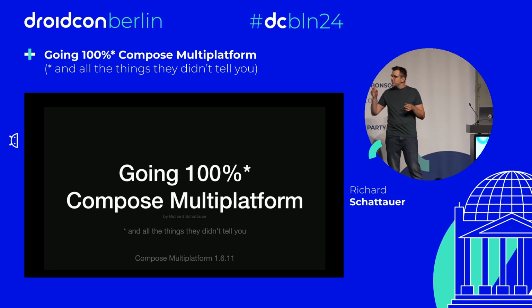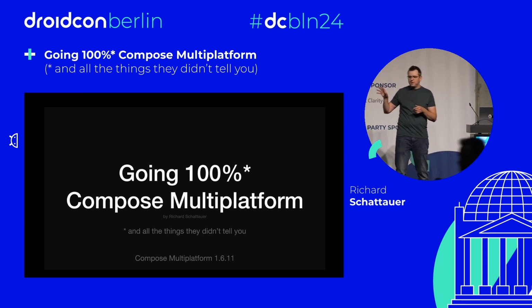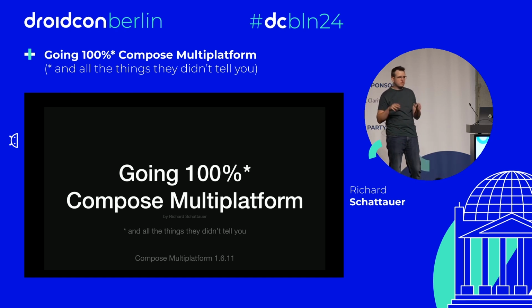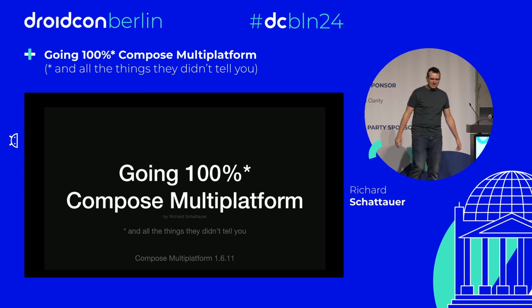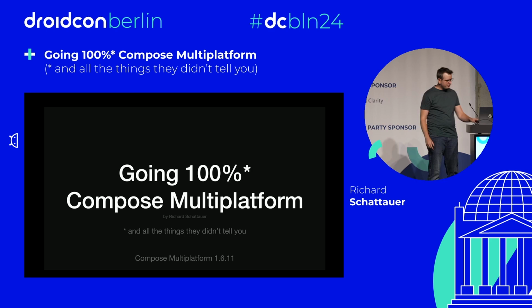This talk, just as a note, is for Compose Multiplatform 1.6.11, which is currently the latest one. There is 1.7.0 in alpha, released yesterday night. So some parts may not be up to date for that alpha version, but still, it just shows how fast things move.